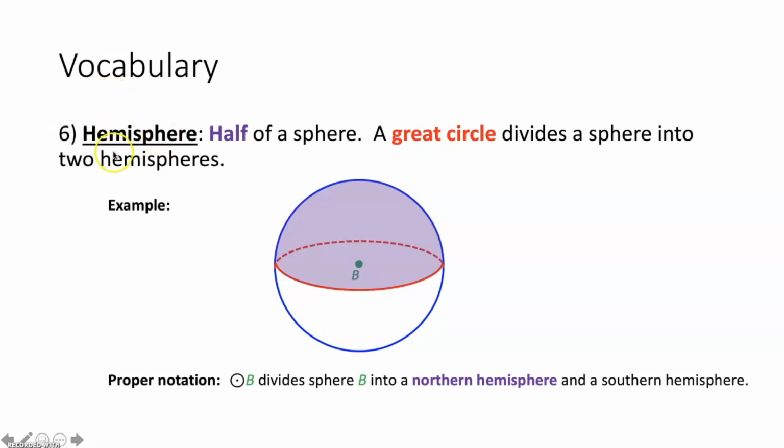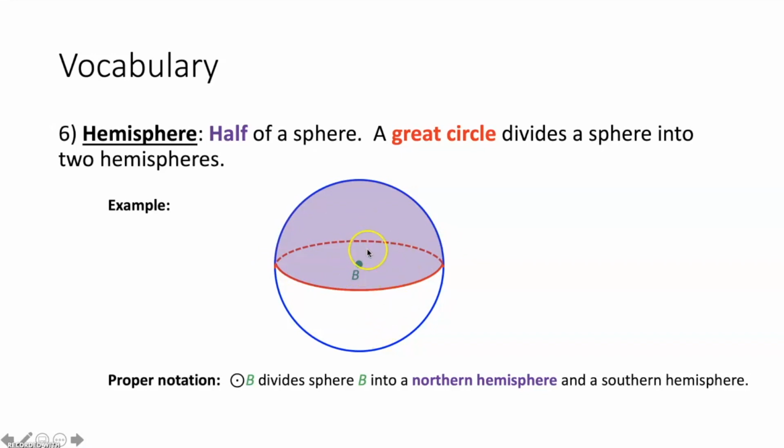Next vocabulary term is a hemisphere. That would be half of a sphere. And a great circle divides a sphere into two hemispheres. So as you can see with our example down here, we again have sphere B. And we again are creating a great circle within sphere B. That would be this circle in here, circle B. Now, that great circle is going to divide your sphere into two hemispheres.